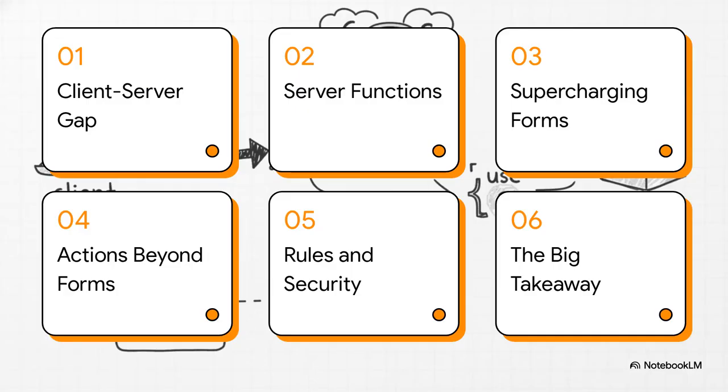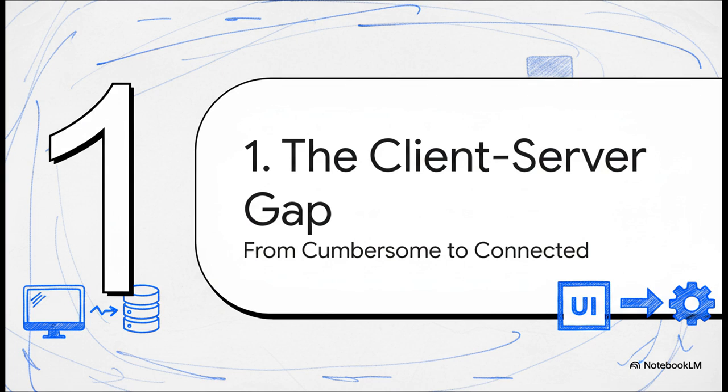Okay, here's our game plan for today. We're going to start by talking about that client-server gap that we all know and, well, that we all deal with. Then we'll introduce the hero of our story, server functions. We'll see how they supercharge forms, how they work beyond forms, and then we'll cover the absolutely crucial rules and security you need to know. Finally, we'll land on the big takeaway that's going to change how you think about your code. Let's get to it.